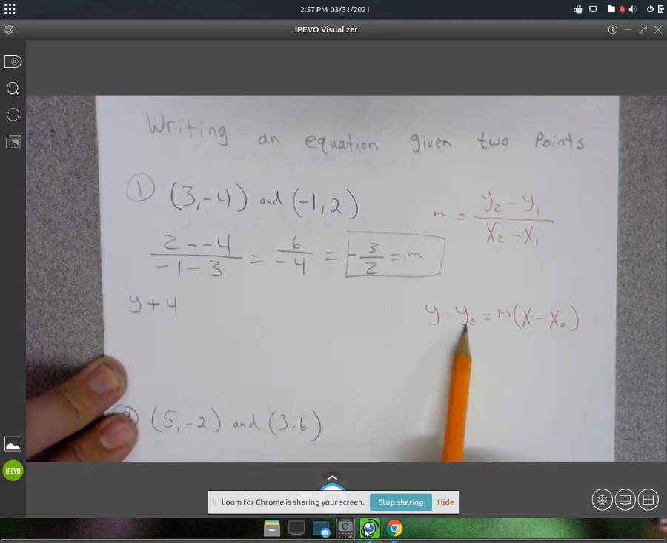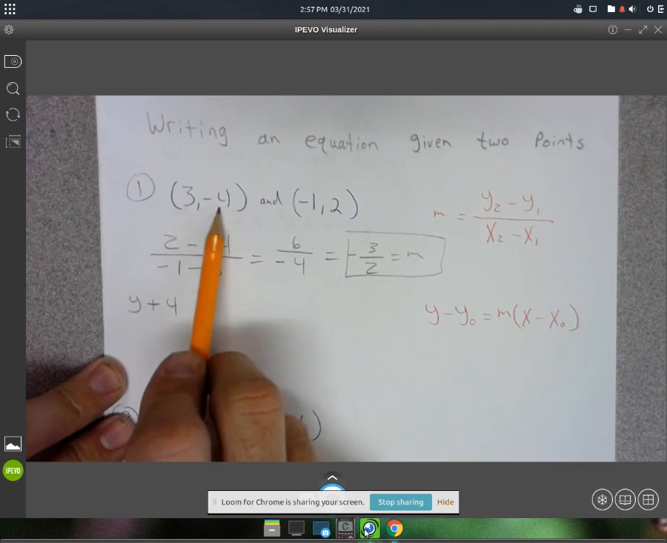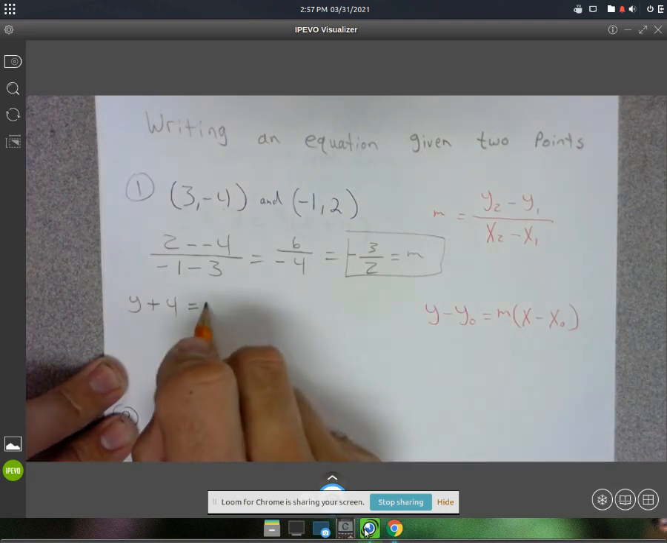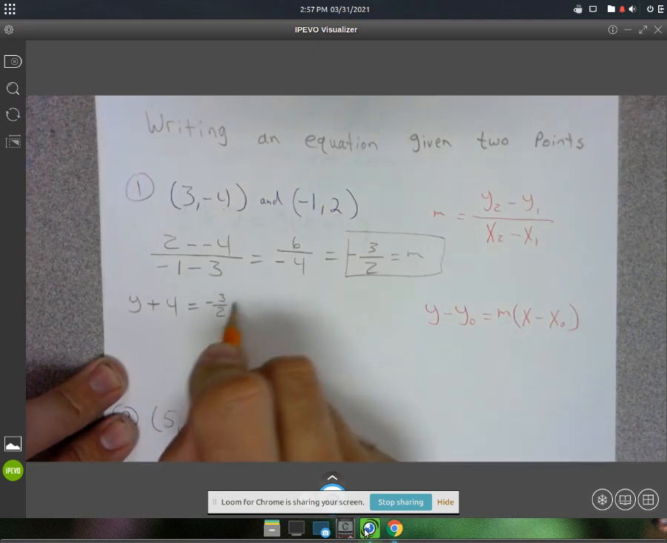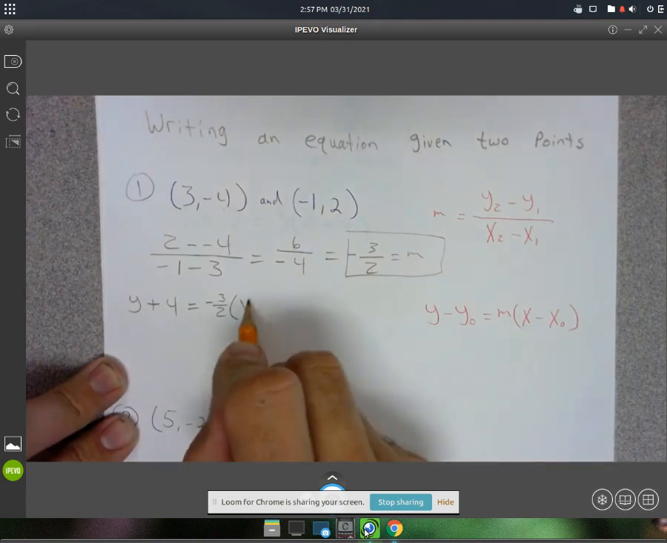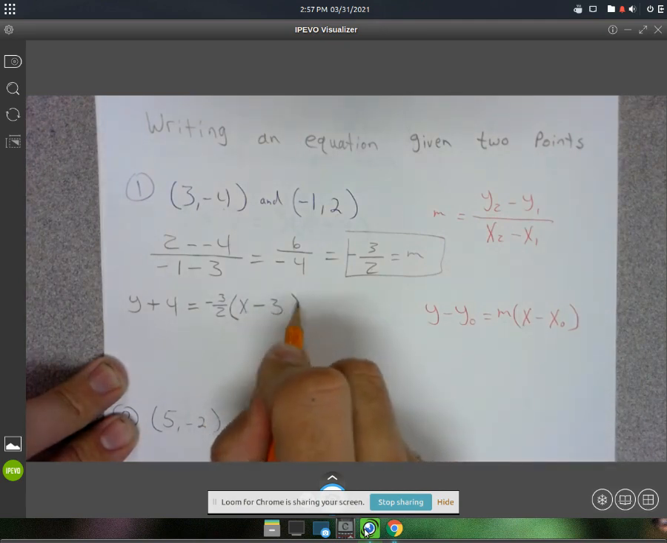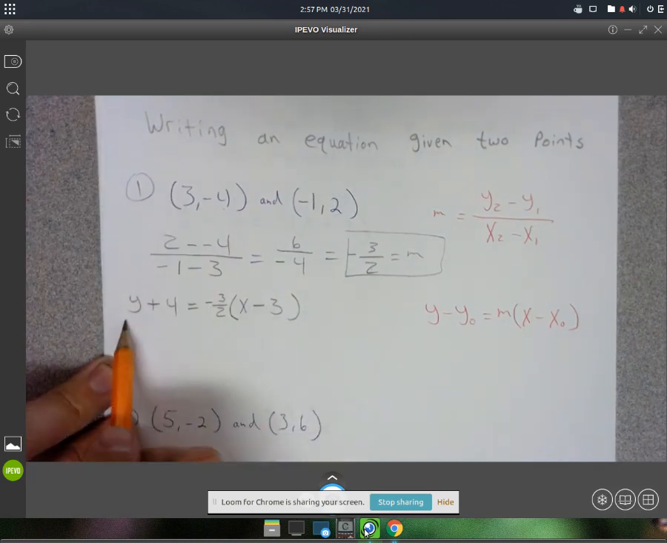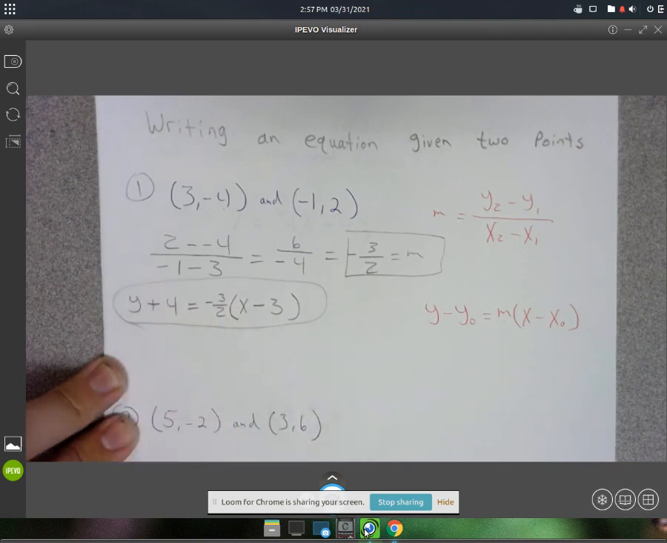So this is my y naught, and I'm changing the sign because it's a negative. And that's my y value there, the minus 4. So I change it to a positive, is equal to m, which is negative 3 over 2. And then in parentheses, it's going to be x minus 3. It was a 3 here, so I changed it to a minus 3 down there. So that would be the equation of the line that passes through both of those points.